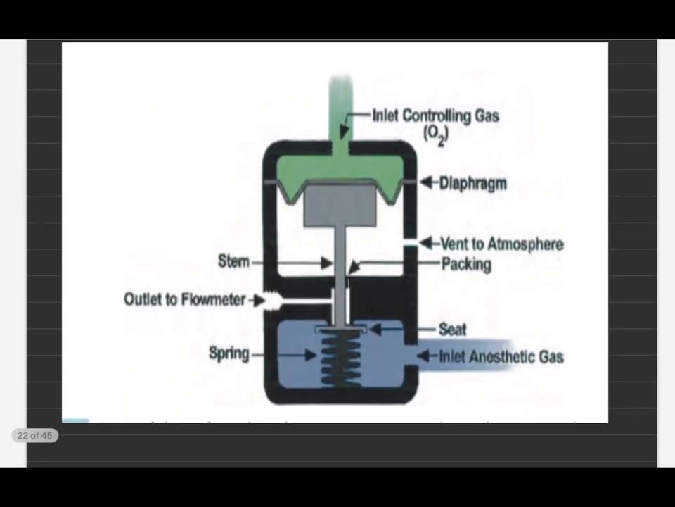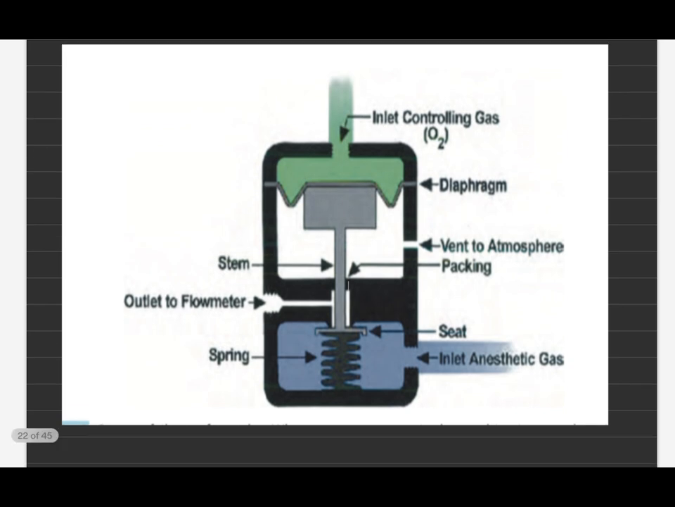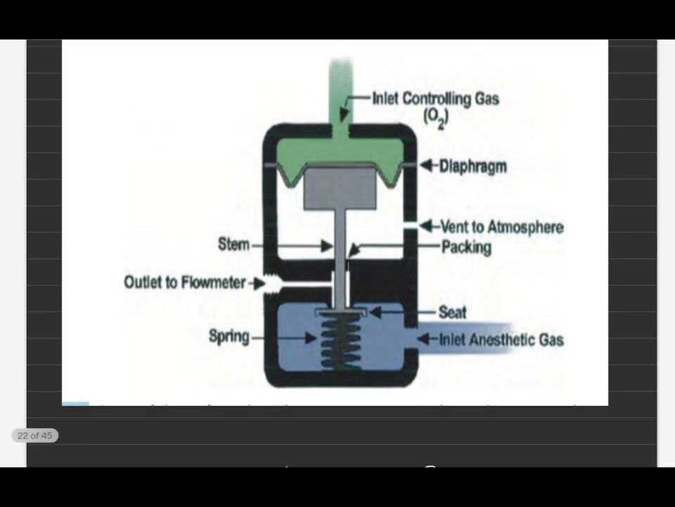This is a diagram showing oxygen. This is a schematic diagram showing the oxygen pressure failure device. The gas in green is oxygen. It is also labeled as the controlling gas, and the other gas is in blue, and it can be nitrous oxide or inhaled anesthetic gas. So, what happens is the pressure of the controlling gas, or oxygen, pushes this diaphragm downwards.